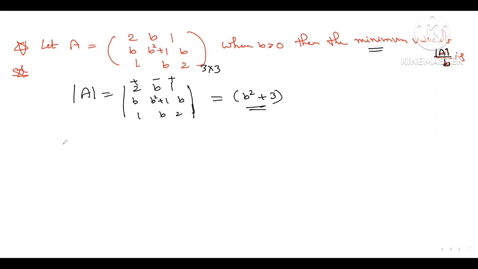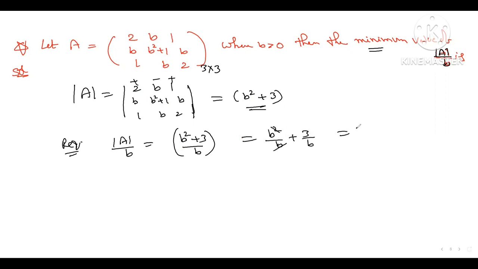So what is required here? Required is the minimum value of delta of A by B. First find delta of A by B. Delta of A is B square plus 3 by B. Now write individual division, B square by B plus 3 by B. One B here gets cancelled. B plus 3 by B.